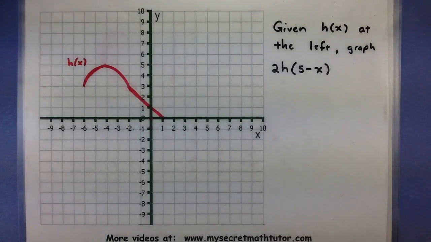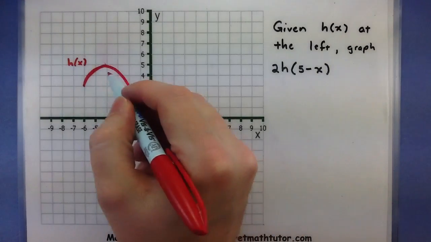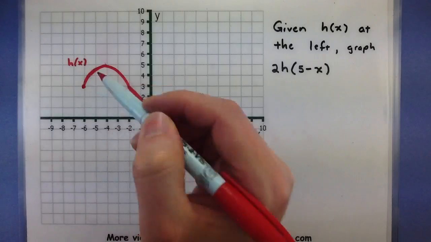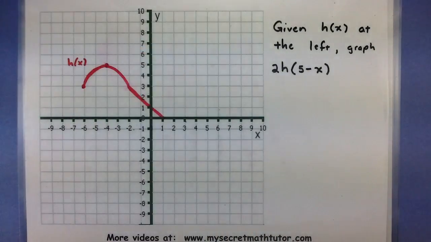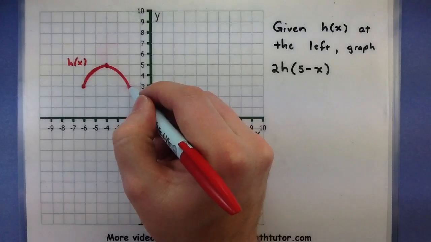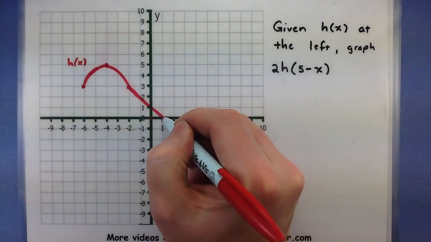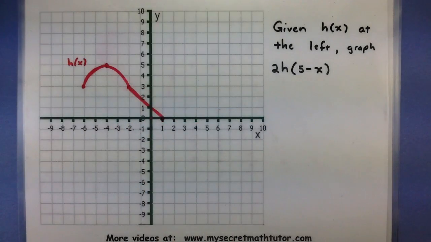Let's first recognize some key points on our original function. So it looks like it has one point right here at negative 6, 3. Looks like another one up here at negative 4, 5. Here's one at negative 2, 3. Here's one at 1, 0. So we're going to keep track of those and find out where they end up.